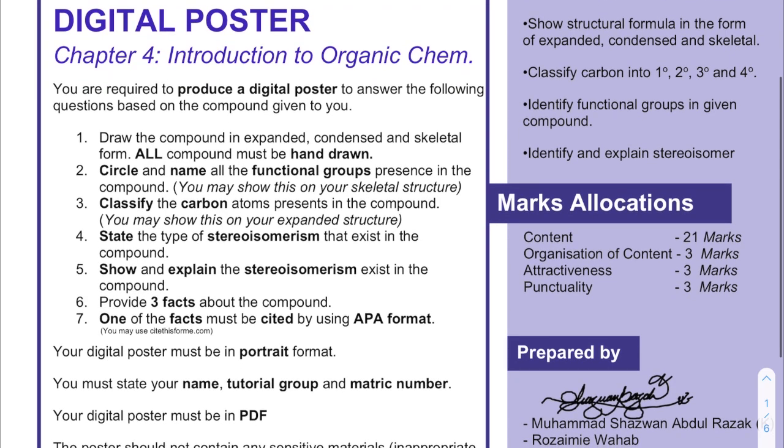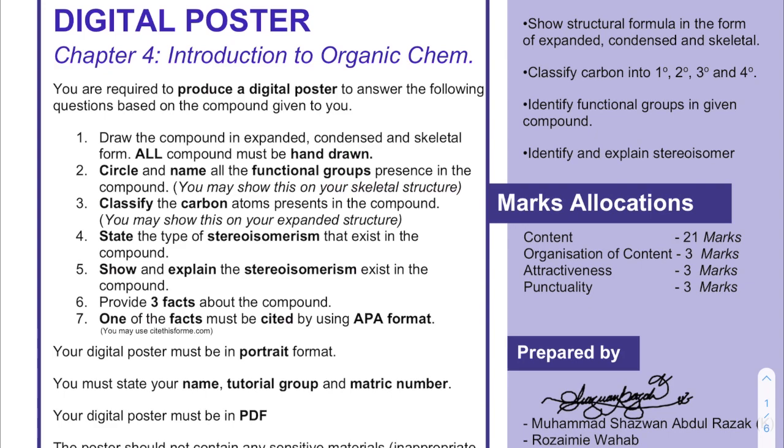So let's look here. The first question is to draw the compound in expanded, condensed, and skeletal form. All the compounds must be hand-drawn. Once you have drawn it on a piece of paper, for example, you have to take a picture of it and include it in your poster, because again, it must be hand-drawn. Second question is to circle and name all the functional groups, where you can show it on your skeletal structure.